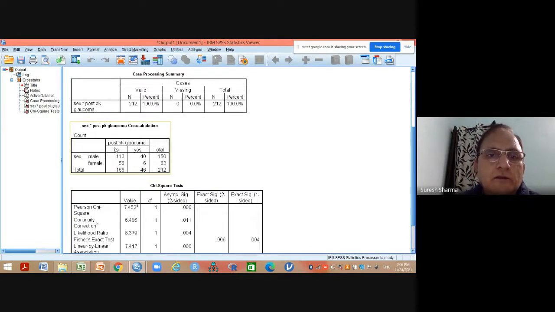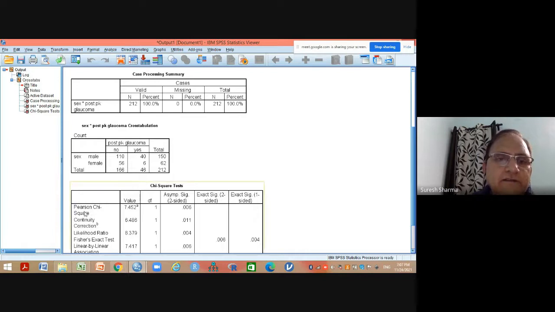This is male with post-PK glaucoma: 110 are not having glaucoma, and 40 are having glaucoma after operation. But if you see in female after operation, out of the 62, 56 are not having, only 6 are having. So it says whether sex distribution... What is the hypothesis here? Sex distribution is independent of glaucoma. That is H0. What is the alternative? Sex distribution depends upon glaucoma.